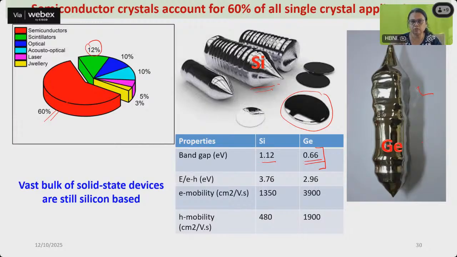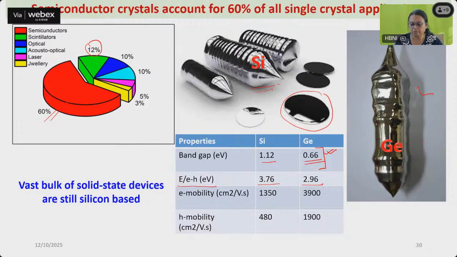So that is in a way good also, but in many cases, because of that you will get noise. So unwanted carriers are there. Whereas in silicon, because of the high band gap, it has better stability and less noise. Now the energy required to make one electron hole pair: for silicon it is around 3.76 and for germanium it is 2.96.